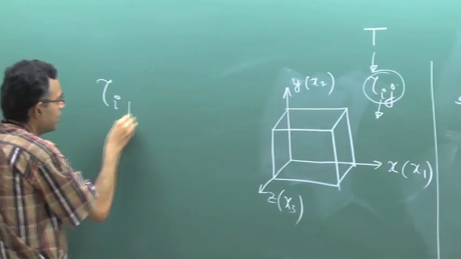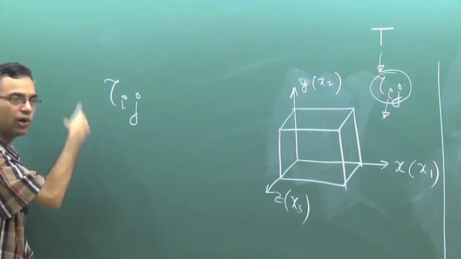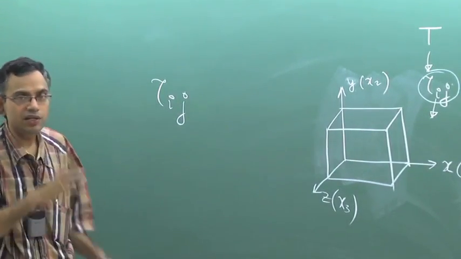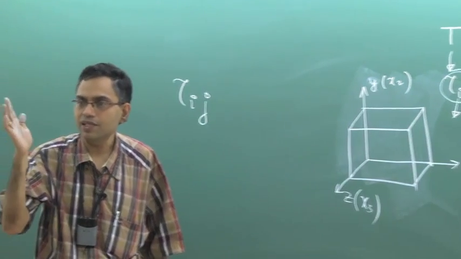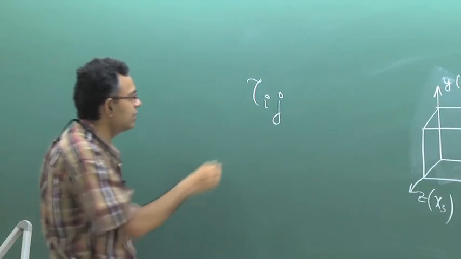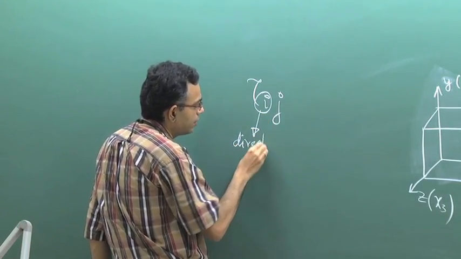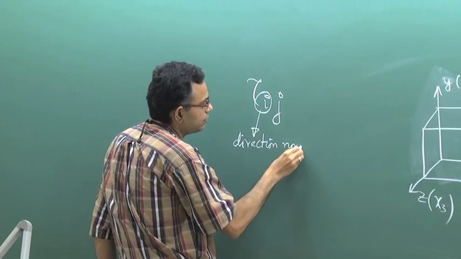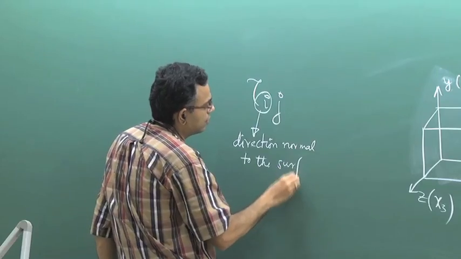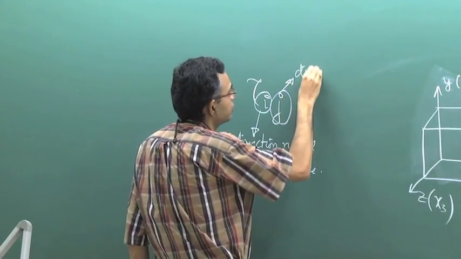Tau ij, very important in terms of the notation. Tau ij is again force per unit area, just like the traction vector, but the traction vector on special surfaces which have normal either along x or along y or along z. So this i represents the direction normal to the surface and j represents the direction of the force.